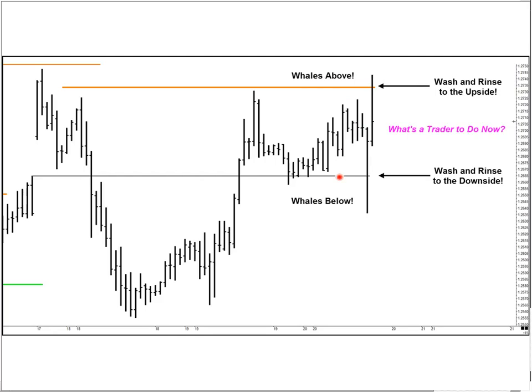Hopefully you didn't follow through and get short down here and then stopped out here. And then you bought the breakout up here and got long up here and got stopped out here. And now you've got the double whammy going. Hopefully you sat it out and went, I don't know, I want to see some significant movement outside of this. What do you do? Go to a movie. That's not a bad idea, Brian.